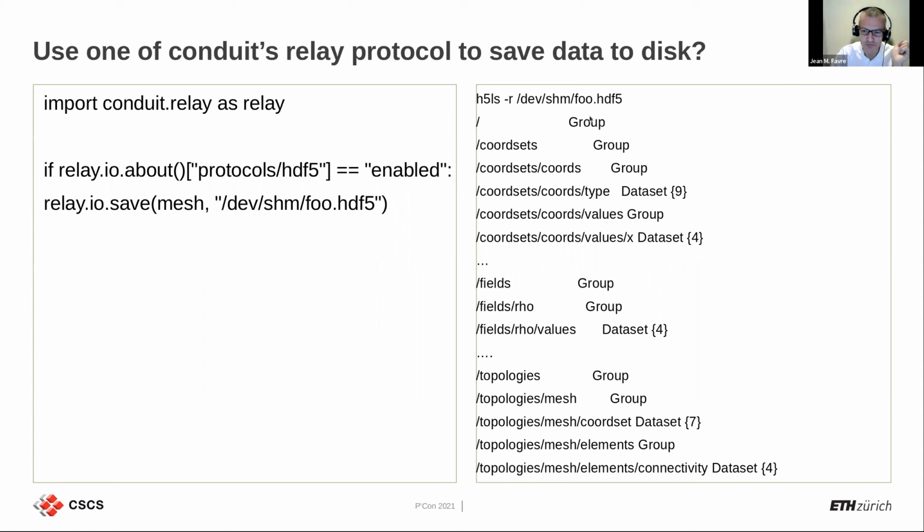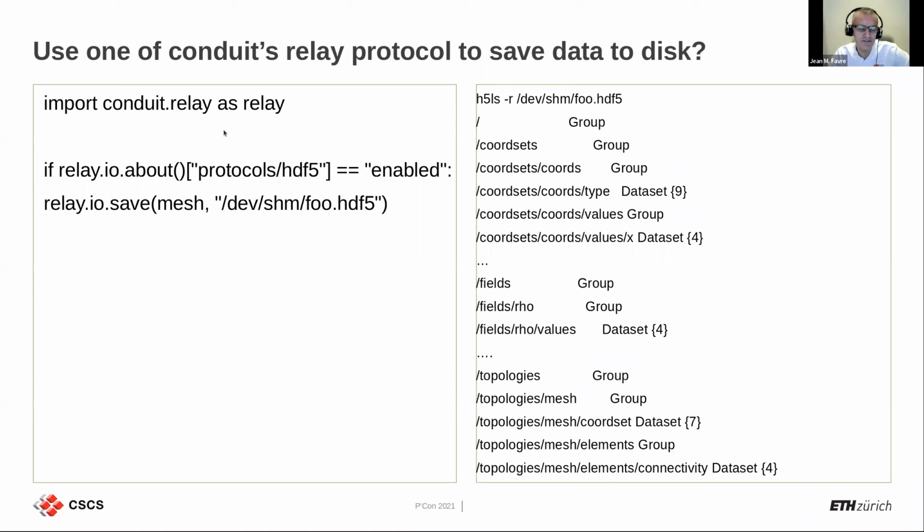have a group, a hierarchy of groups, and then the datasets for the type and values of my coordinate set. For each of my solution scalar field and vector field under the group fields, I would have the particular dataset, and so forth and so on, also for the topology.